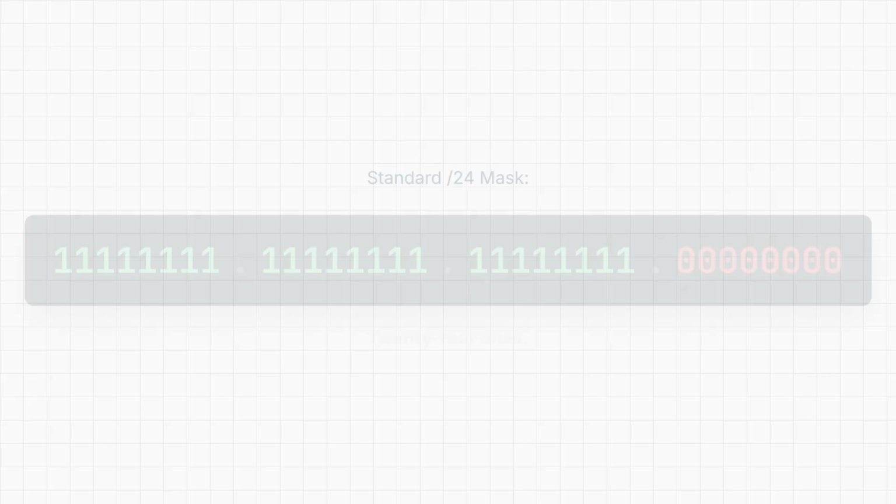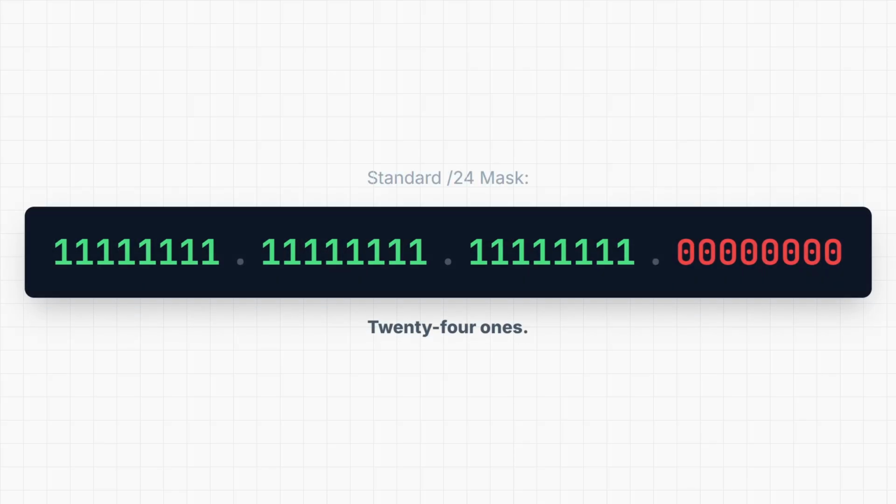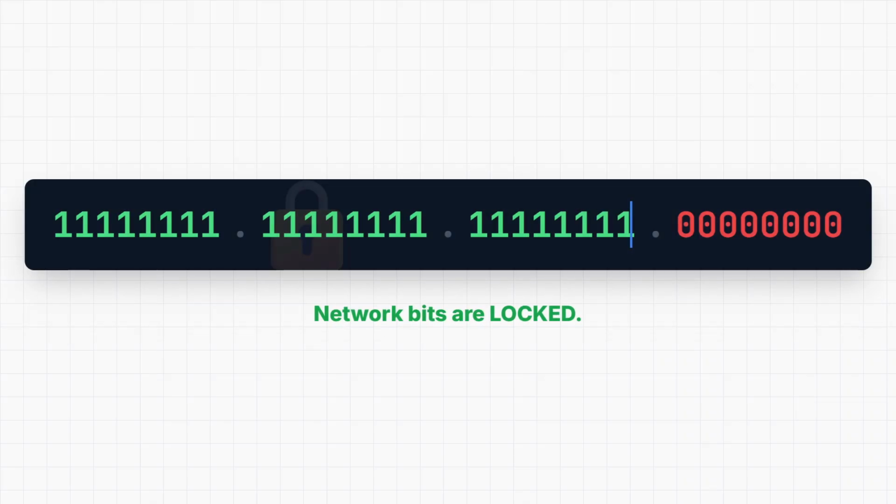Let's go back to first principles. A standard /24 mask has 24 ones. Those ones act like a lock. They say, do not touch this part. That leaves exactly 8 zeros at the end for the hosts. The line is drawn right after the 24th bit.